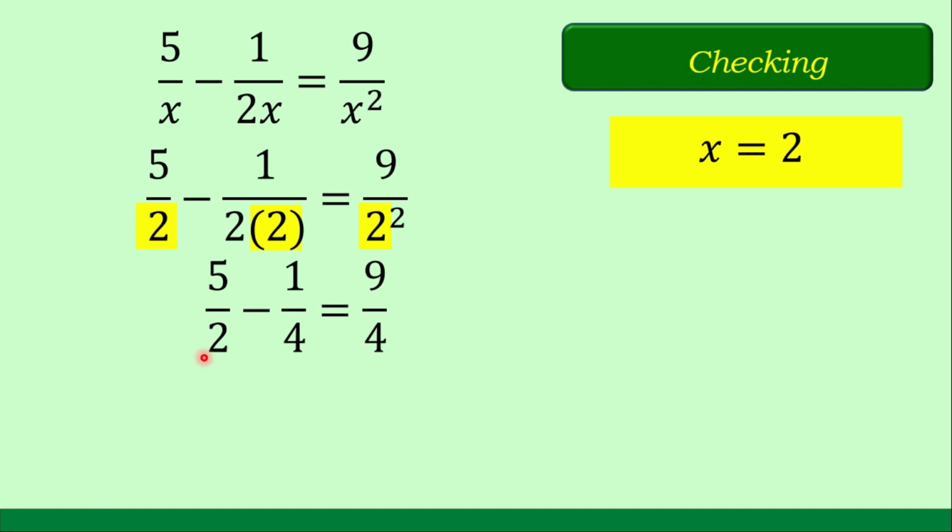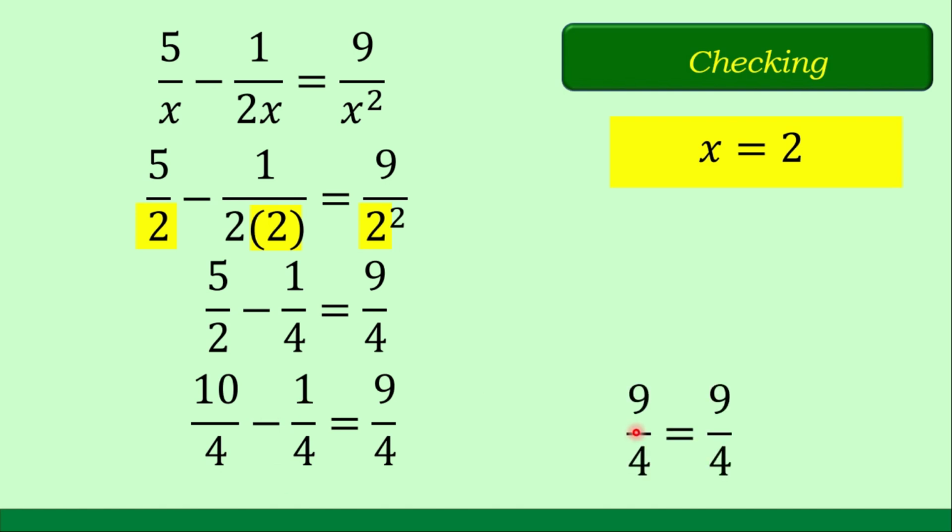So you're going to look for the LCD here. That will be 4, making use of your knowledge in the previous lesson. So we can have this one as this. So here we have the same denominator. We can now subtract the numerators. 10 minus 1 will give you a positive 9 over 4. Exactly the same with 9 over 4 on the right side of your equation. Thus, again, since our left and right side are the same, it confirms that our answer of x is equal to 2 is the correct answer.